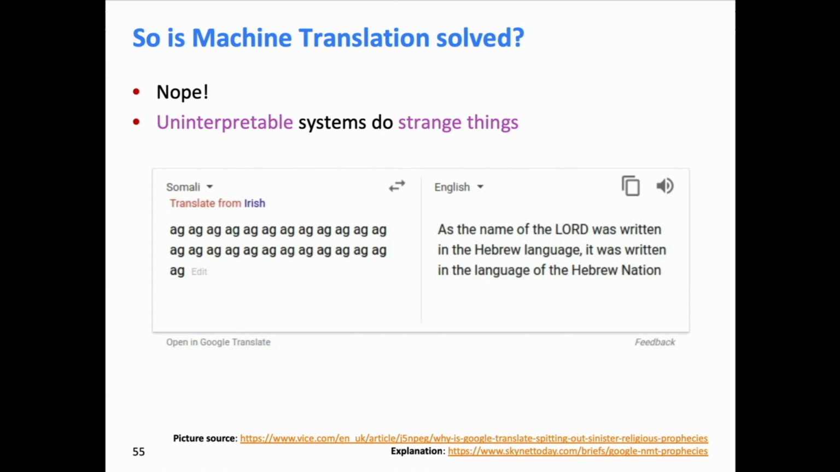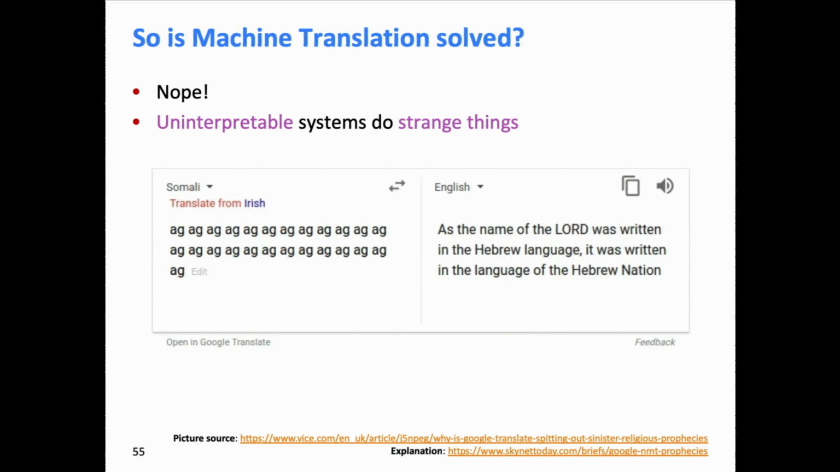What is happening here? On the left, we have a nonsense sentence that's just kind of a syllable repeated, and we're supposedly translating from Somali. And then we're asking to translate this into English, and then we're getting this out of nowhere. As the name of the Lord was written in the Hebrew language, it was written in the language of the Hebrew nation. And you might be thinking, where on earth did that come from? And in fact, this got reported in the media as, Google Translate wants to convert you to its religion or whatever. So for sure, it is very startling.